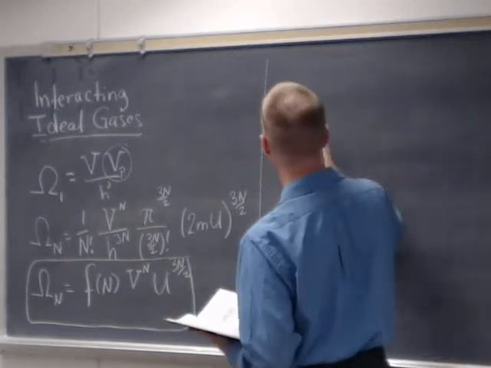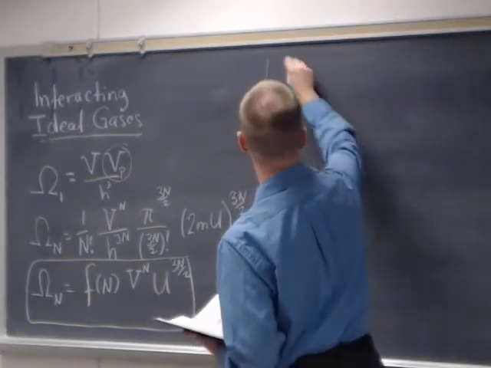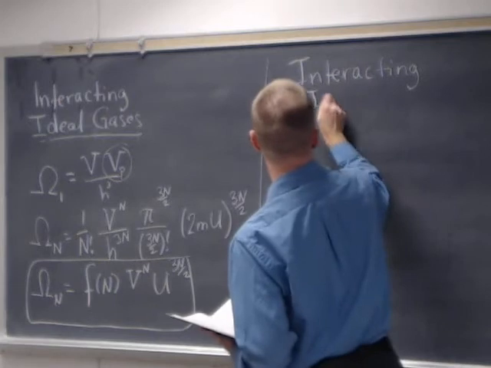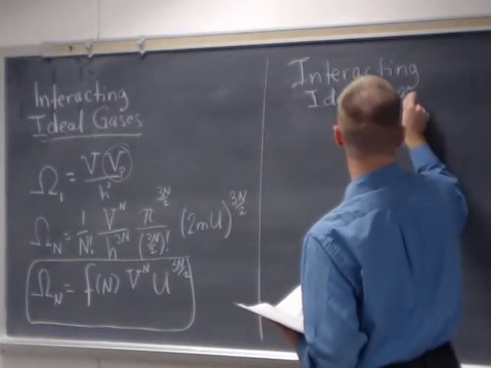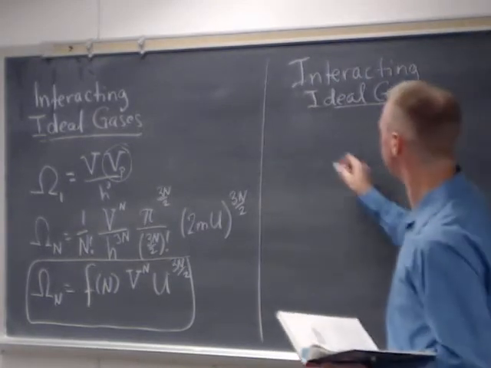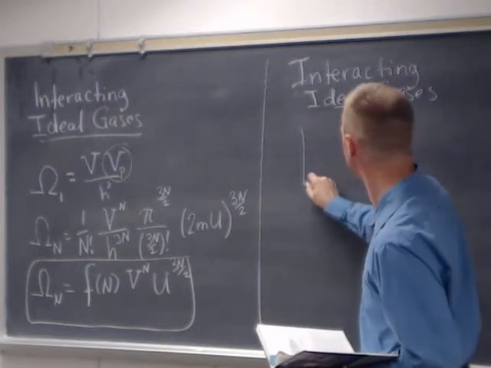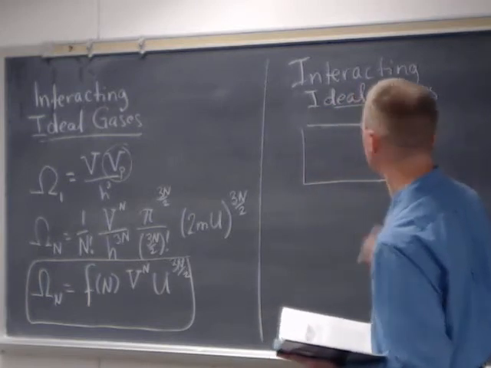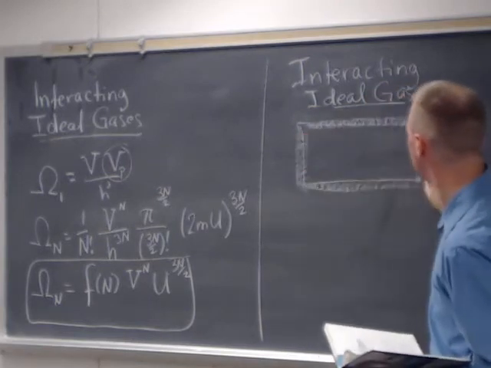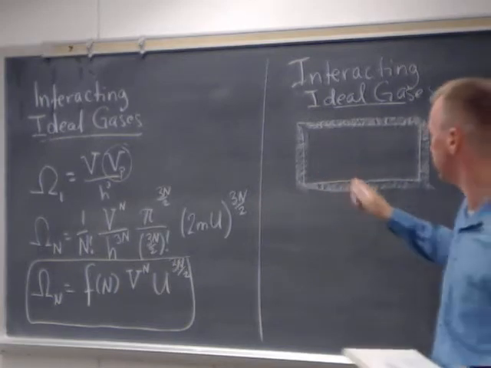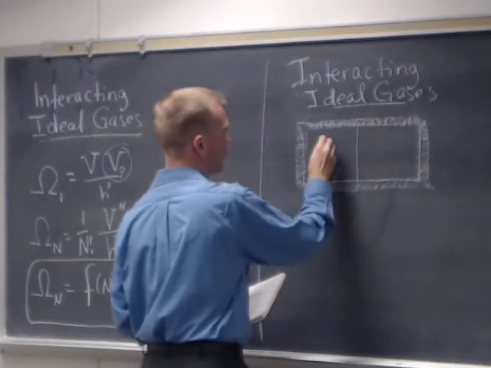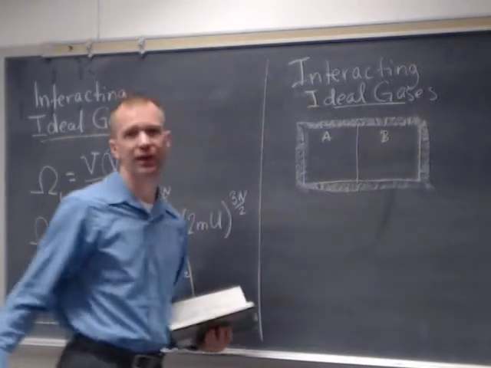So, let's say that we set up a container, and it's insulated, so there's no interaction with the outside world here. And on one side of the container, we have gas A, and on the other side we have gas B.